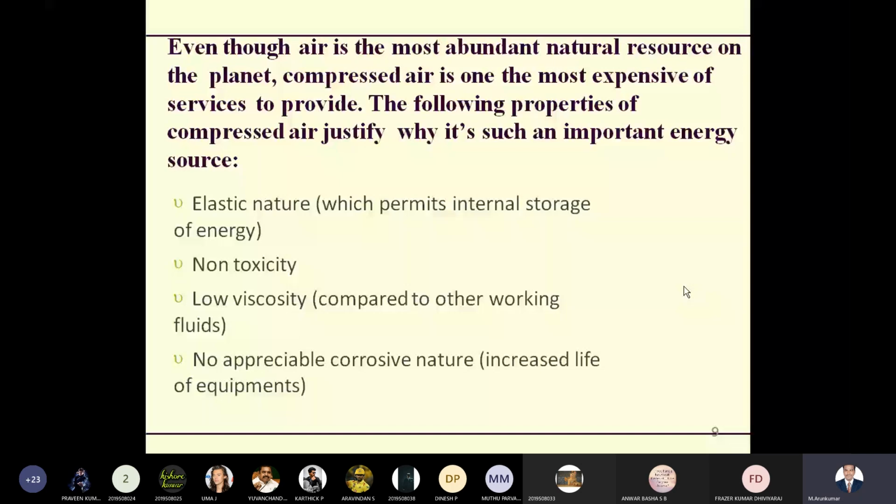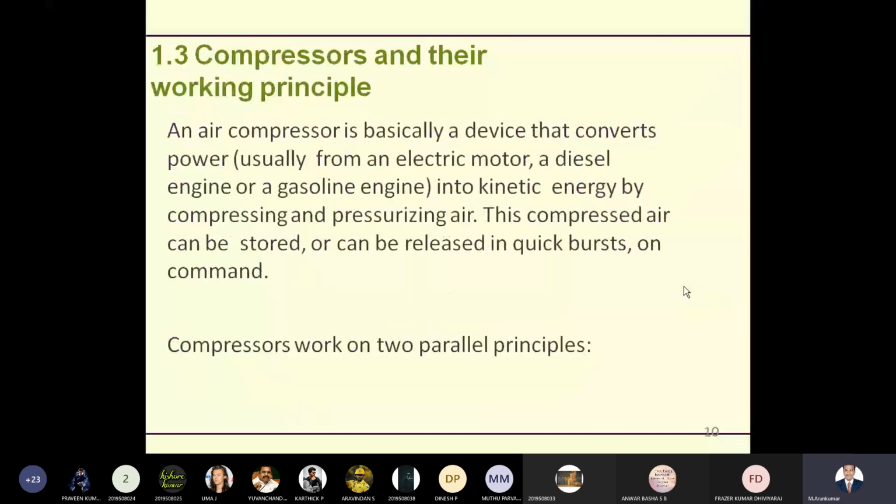Then the compressors and their working principle are given here. An air compressor is basically a device that converts power into kinetic energy. Actually, this compressor is an electrical device that converts electrical power into kinetic energy by compressing and pressurizing air.